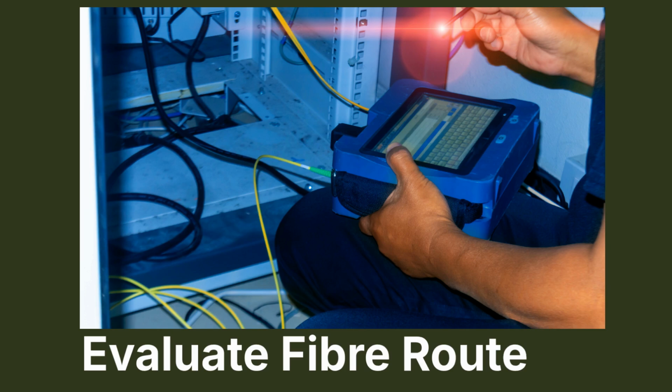Evaluate the fiber route to ensure safety and viability. Check entry and exit points and confirm pathways are clear. Inspect existing infrastructure like ducts and poles. Accessibility and absence of damage are key factors. These checks prevent unforeseen issues during installation.